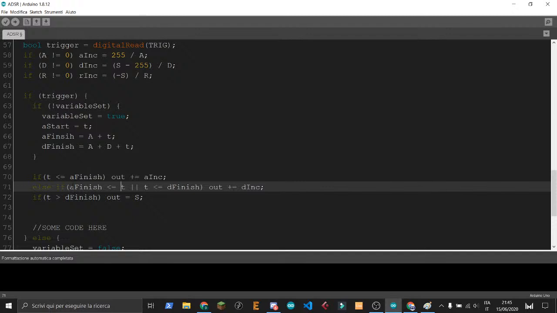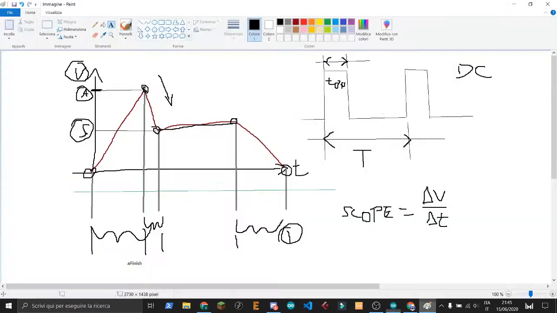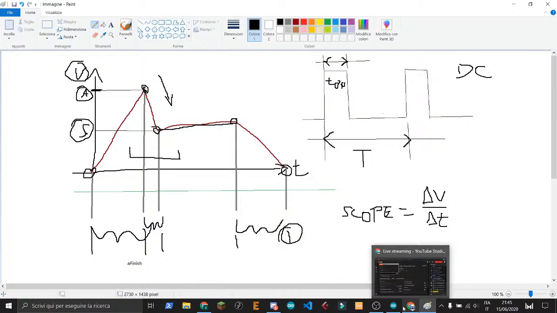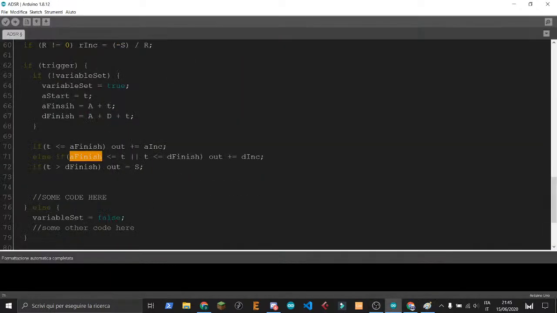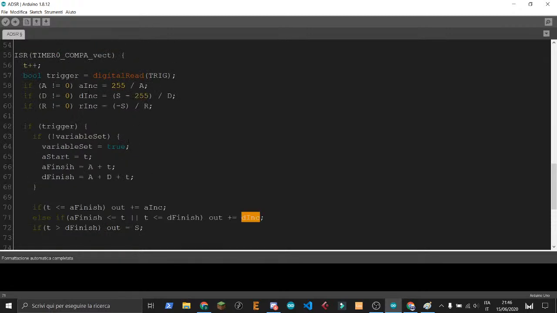If the variable t is between a finish and d finish, we are in this region here, the region delimited by those two gray lines here. So if we're between those two times, we should subtract the d-inc, or add the negative d-inc, the decay increment, the slope of the decay curve. That's negative here because we are calculating it as negative.